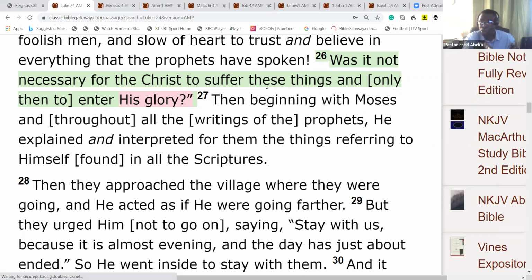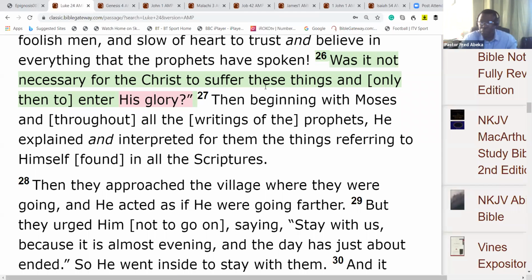The word there is hermeneuo. We get the word hermeneutics. Explained, showing them that for them, their things, the word things there is the Greek word pragma, which means actions. So there were some actions in the Old Testament, in the writings of Moses. There were some actions in the writings of the prophets. There were some actions all the way to Malachi. And what were those actions? There were stories, there were enactments, there were rituals. There were some things that were done.